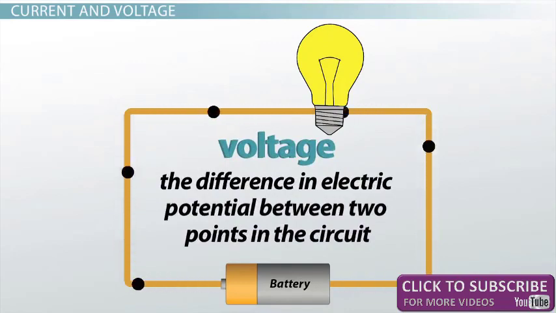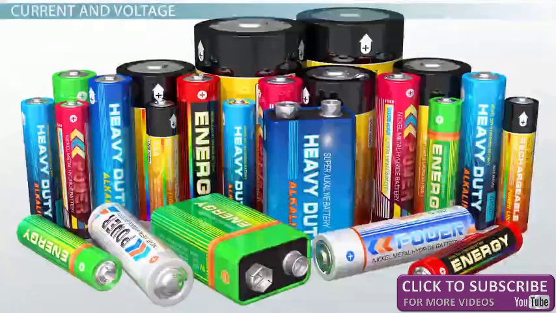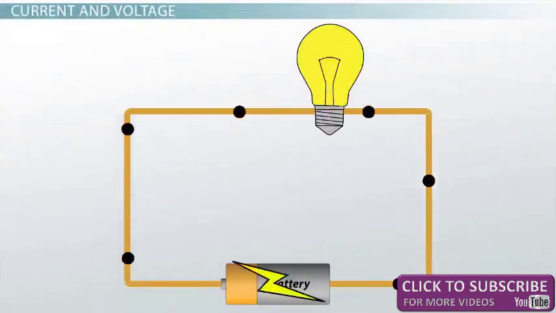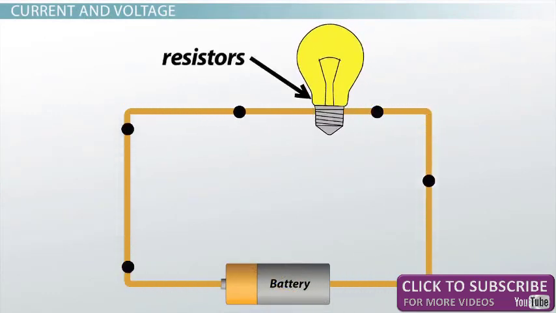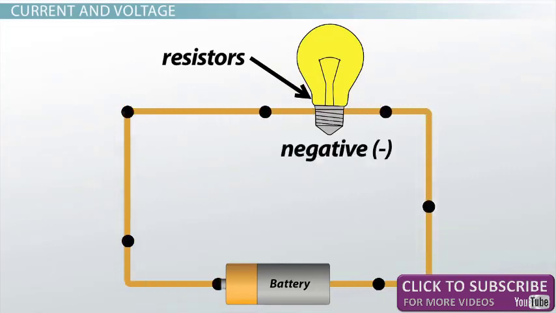Voltage is the difference in electric potential between 2 points in the circuit. Certain circuit elements, like batteries, are voltage sources and provide energy to the electrons so that they will move around the circuit. Other elements, like the light bulb, are resistors that take the energy provided by the battery and transform it into other forms of energy, like light. Because of this, the voltage across a resistor will be negative.